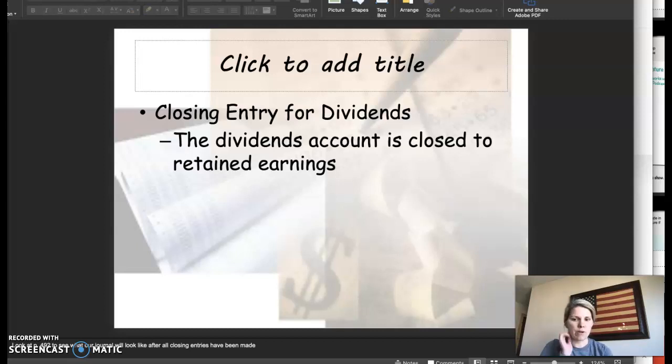So those are the 4 different closing entries we have to do. So just remember, this one is opposite of whatever is on the worksheet, but you're just using the same amount. You're not making up an amount, you're not finding it somewhere else.